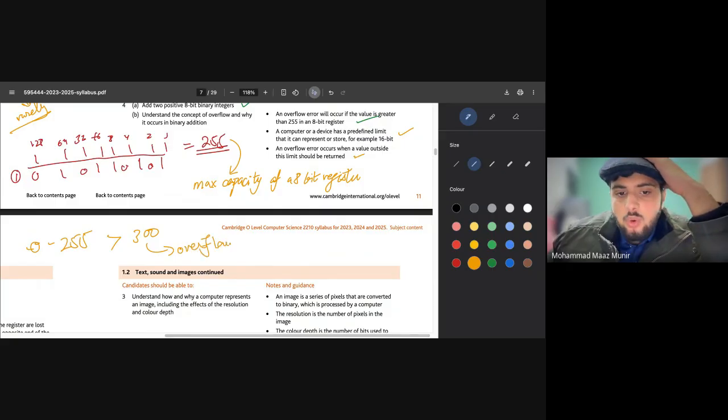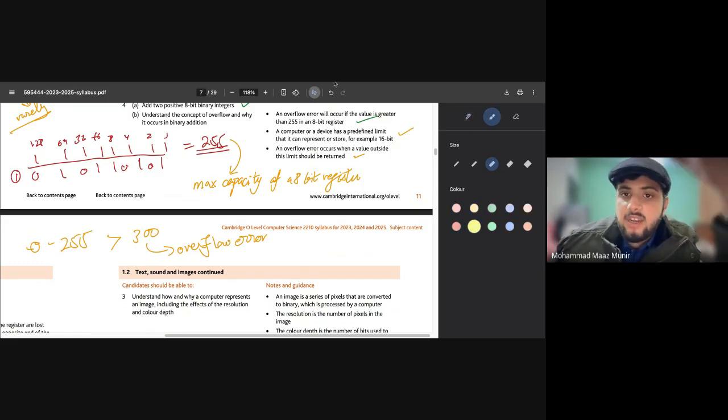So even if you go and give it a read, it summarizes a lot of crucial concepts really well. So you should read this yourself later, so that you get everything, and if there is anything which is not clear, you can always reach out to me. These are a few points, read these too. An overflow error occurs when a value outside this limit should be returned. So you have done this too, right.